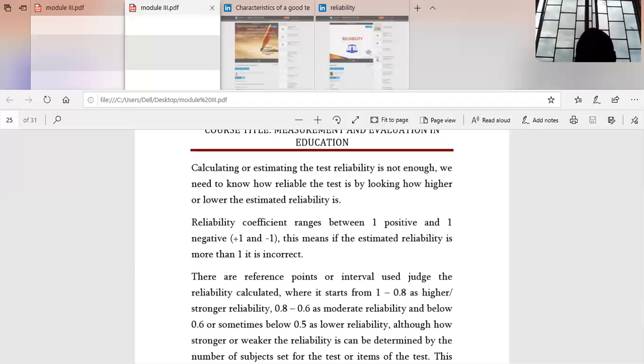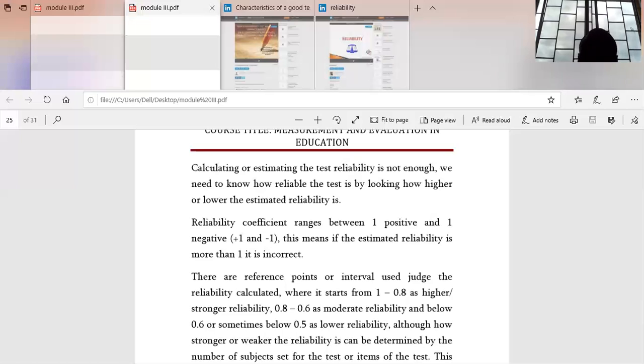The interval used to judge the reliability calculated starts from 1 to 0.8 as high, or stronger reliability. So maybe you have calculated and you get positive 1. You are going to say there is a stronger positive reliability between two tests, or whatever the question is asking. And if it is negative, it will be the same. It doesn't matter if it is negative. There is a stronger negative reliability between the two tests.